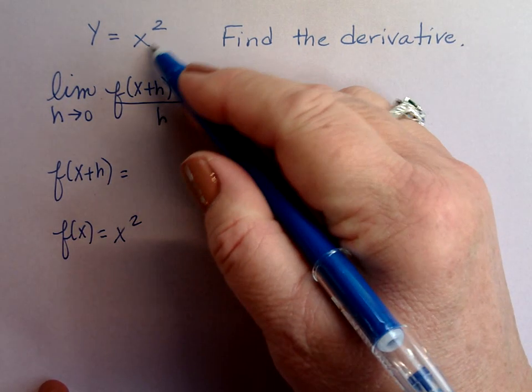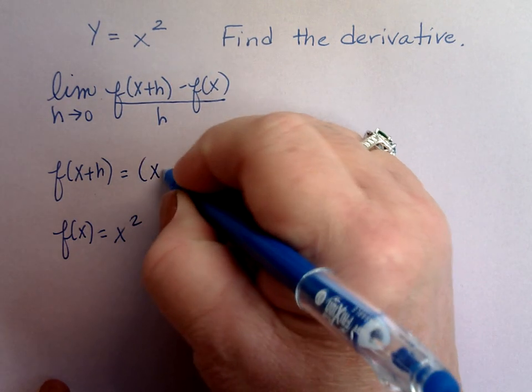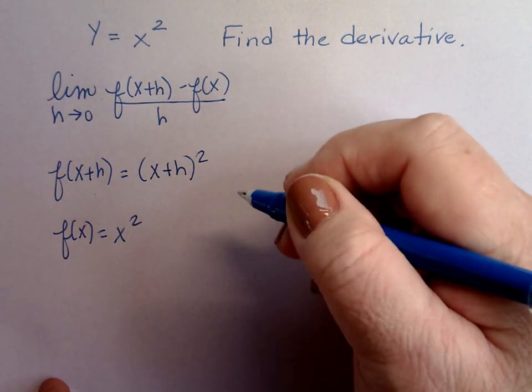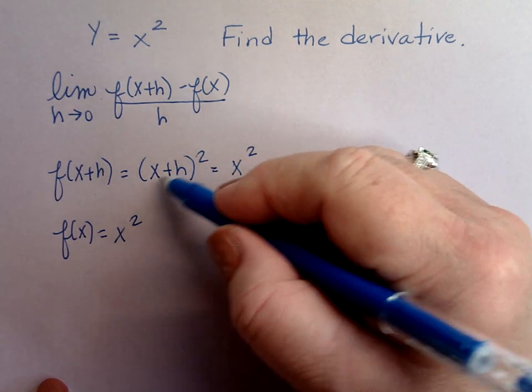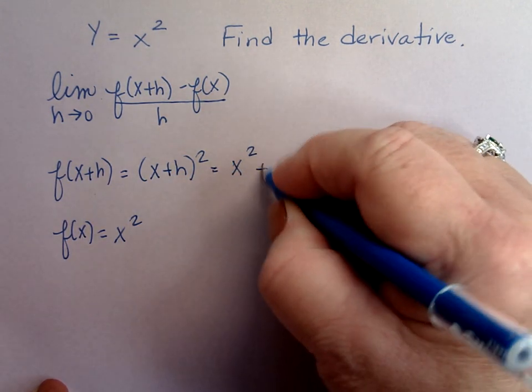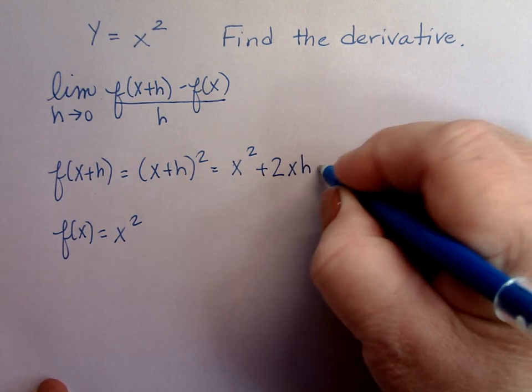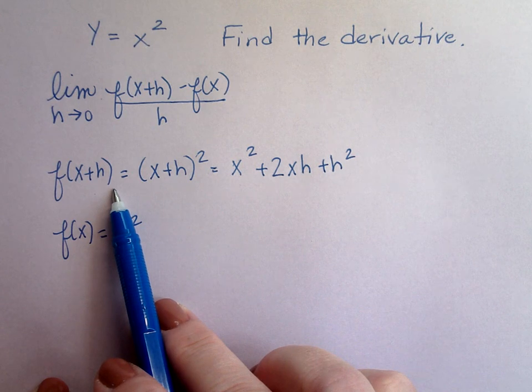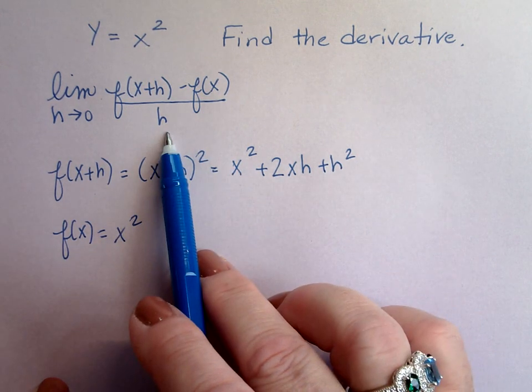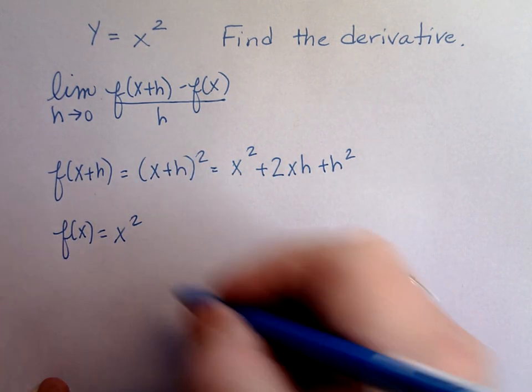If I do x plus h in here, it's going to be x plus h quantity squared. And we know, if we FOIL that out, it's x squared. I get an xh, I get another xh, so I have two of them. And then I have an h squared. So here's my f of x plus h piece. Here's my f of x piece, and I'm going to take that and put it into this limit formula.